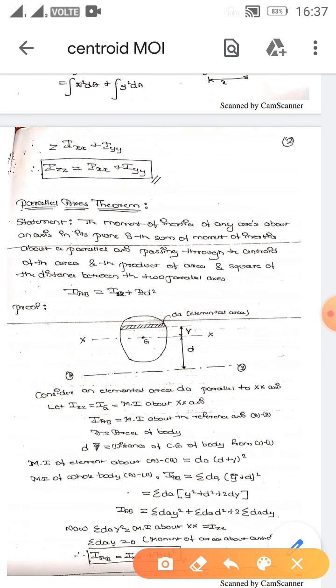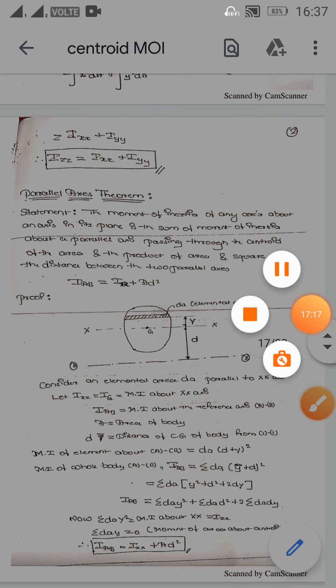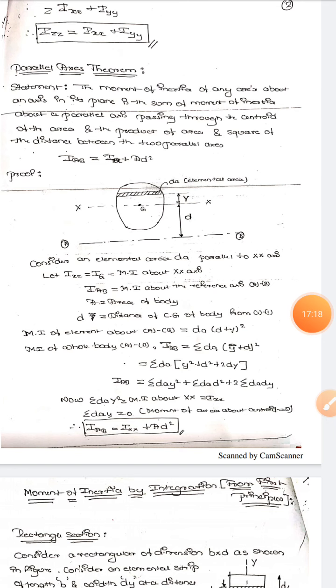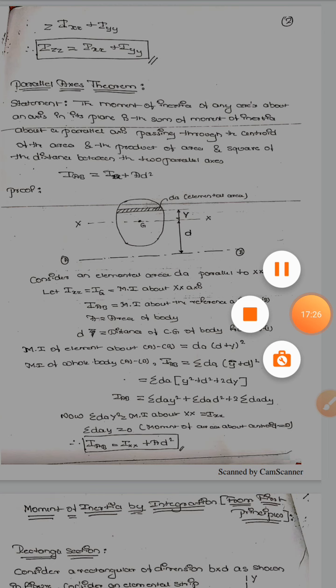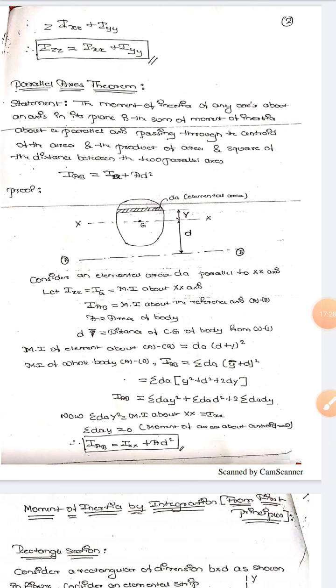We go to the next part, that is the parallel axis theorem. It states that the moment of inertia of any area about an axis in its plane is the sum of the moment of inertia about a parallel axis passing through the centroid of the area and the product of the area and the square of the distance between the two axes. The statement is much larger, but we can frame it in a very simple manner.